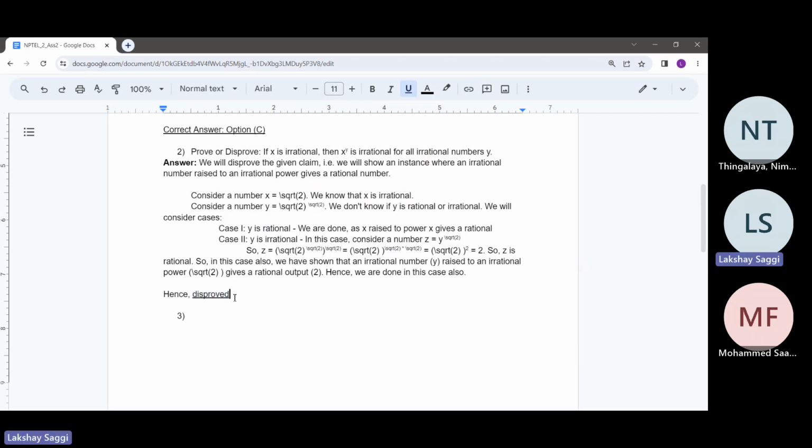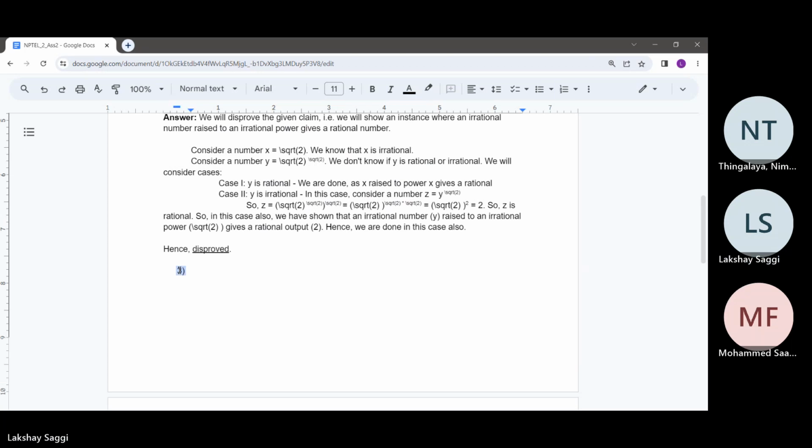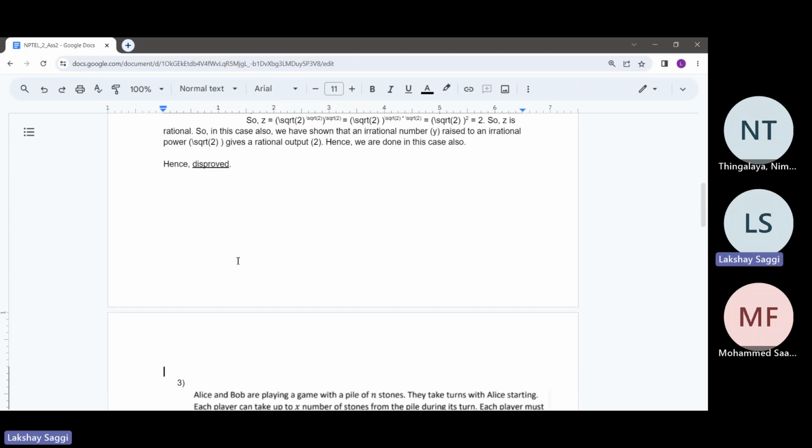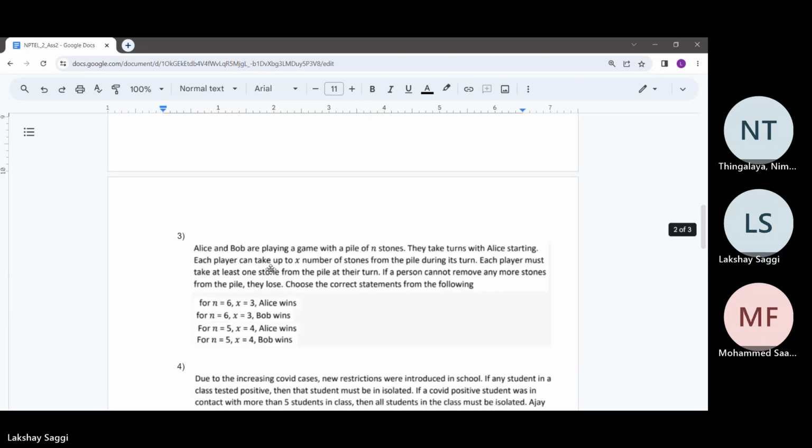Just underline this in the end. Yeah. So if there are any doubts, you can ask me in chat. Otherwise, I'll just proceed to the next question now. Let me just go to the page. So yeah.